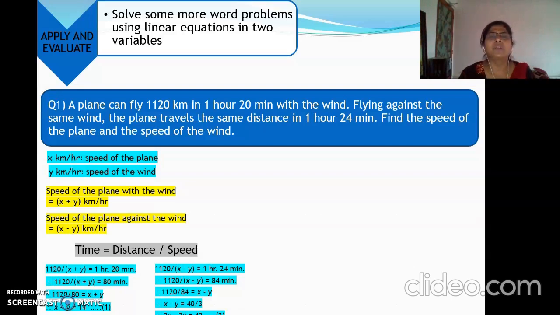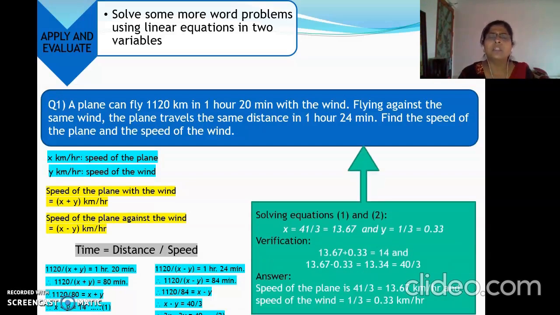And from the second information, when the plane is flying against the same wind, the equation we get is x minus y is equal to 40 upon 3. By multiplying by 3, which is in the denominator of equation number 2, we get 3x minus 3y is equal to 40. Solving equations 1 and 2, we get the value of x as 41 upon 3, that is 13.67 approximately, and the value of y as 1 upon 3, which is approximately 0.33.